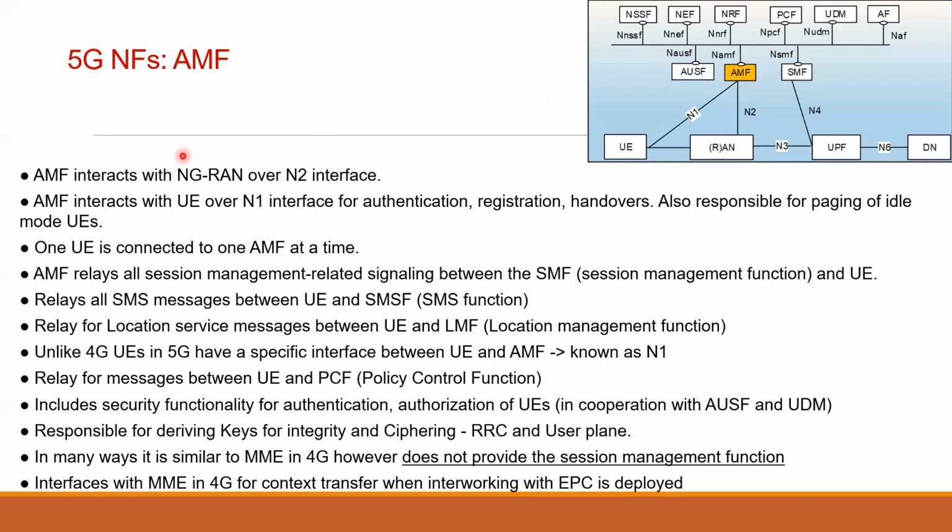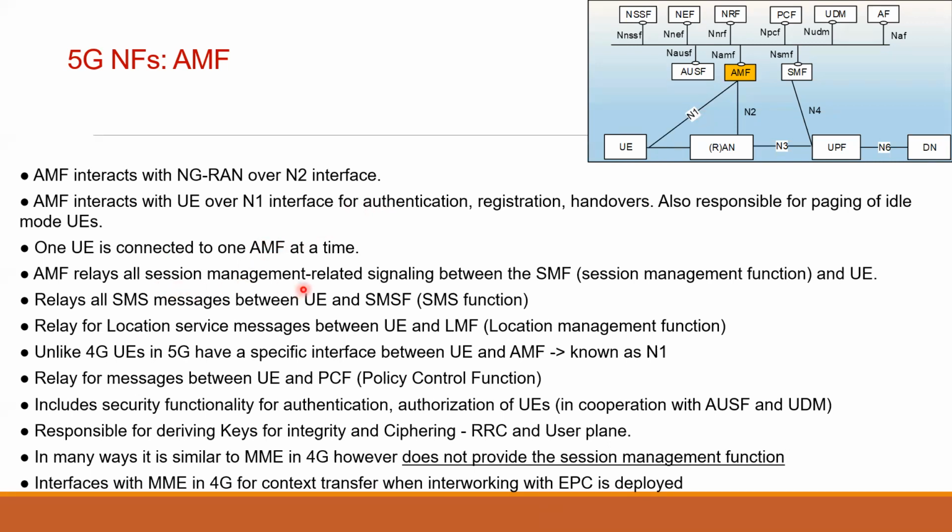So AMF basically communicates with RAN over the N2 interface, and it interacts with UE over the N1 interface as well for authentication, registration, and handover. Only one UE can be connected to one AMF at a time. Like previously, one UE could be connected to one MME, or one UE could be connected to one SGSN. So here it can connect to one AMF only.